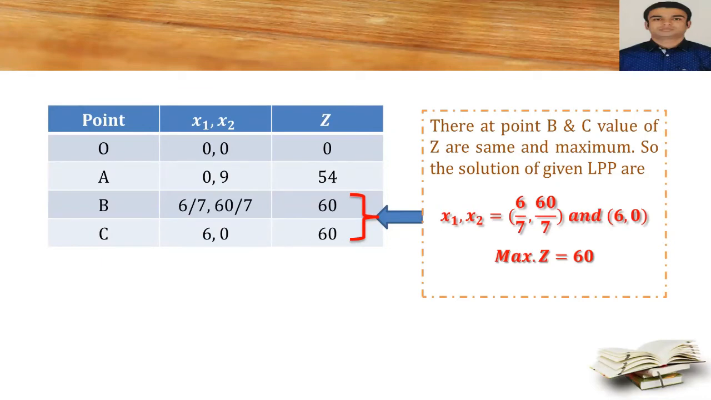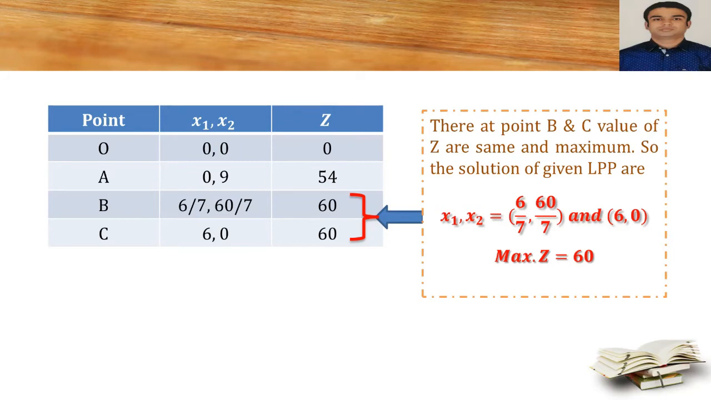So the solution of the given LPP is x1 and x2 equal to 6 by 7 and 60 by 7 and maximum Z equal to 60, or x1 and x2 equal to 6 and 0 and maximum Z equal to 60. Both solutions are right.